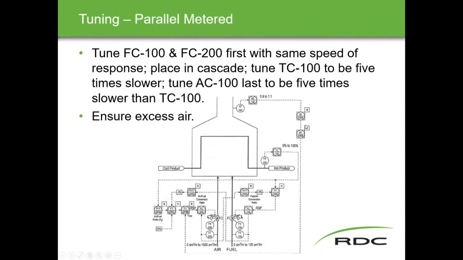Okay, parallel metered, a little bit different. Again, the procedure for parallel metered, let's just have a look here. It's like an entire page, so I'm not going to read it out to you. Long story short, again, tune the flow elements first, then put them in cascade, then tune the temperature controller to be 5 times slower, then tune the feedback trim to be 5 times slower than the temperature controller. And of course, the goal is always to ensure excess air.